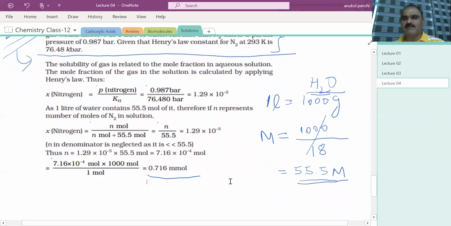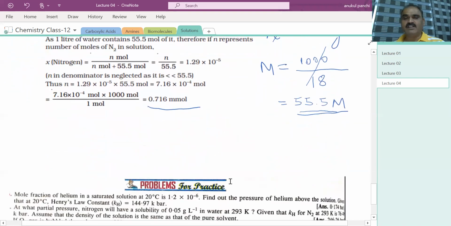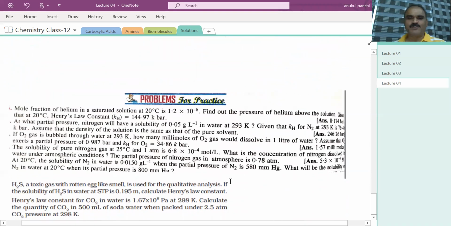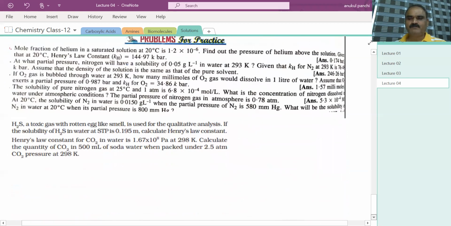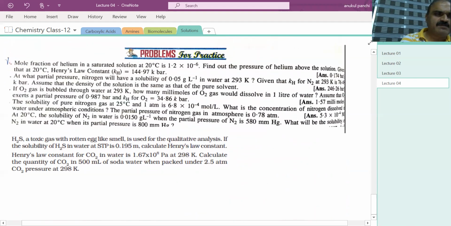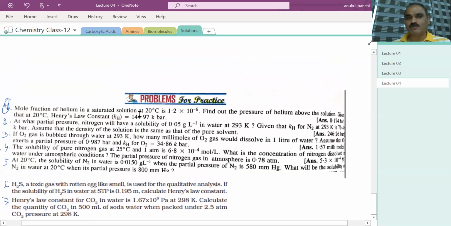Try to grasp it, understand it. And after solving this example, now try these problems, apply your brain. These practice problems are for you to solve. So 7 problems are there. You can solve these. If you still get some query, we can discuss in our Zoom meeting.